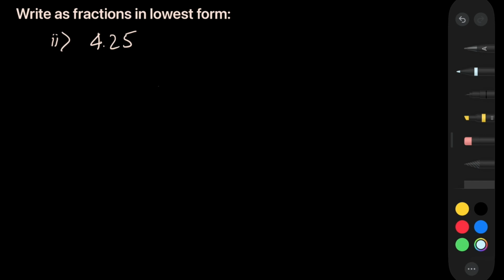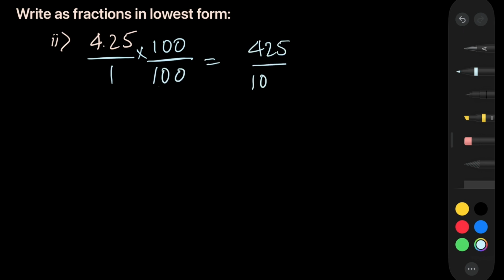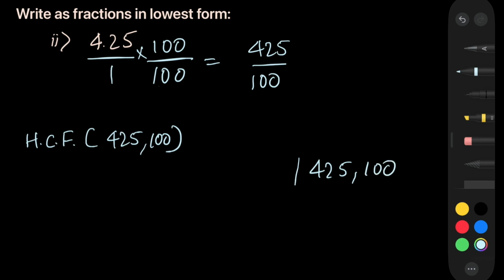So moving on to the next question, we can write 4.25 as 4.25 by 1. Multiplying both the numerator and denominator by 100, we get 425 by 100. So now we need to reduce it to its lowest form, which we do by taking the HCF of 425 and 100. So 425 ends with 5 and 100 ends with 0. So 5 is a common factor of both of them.